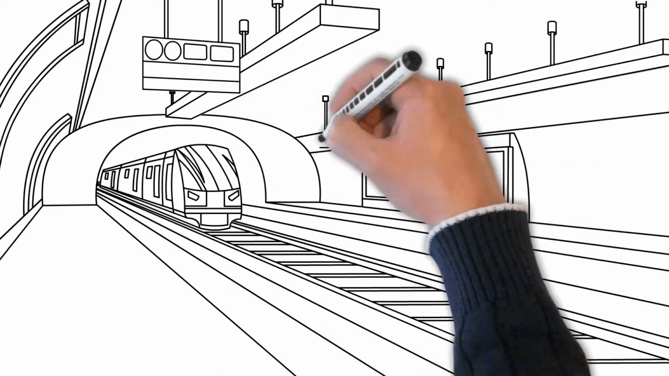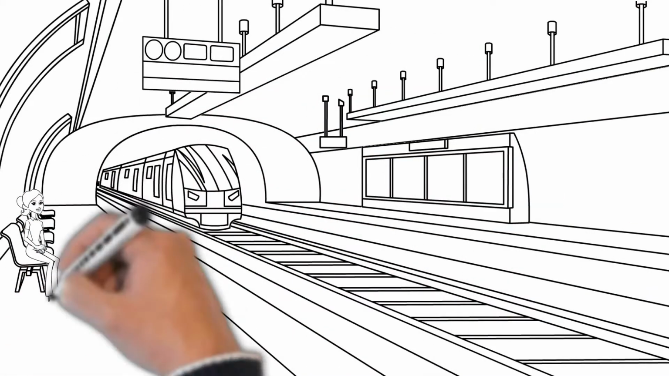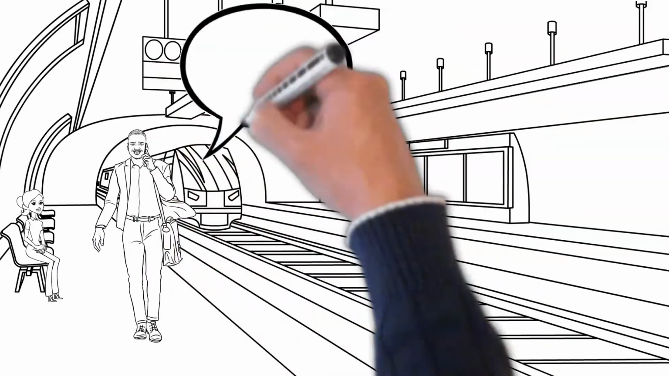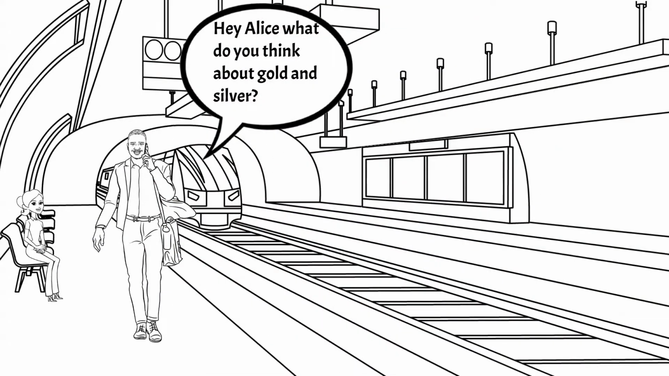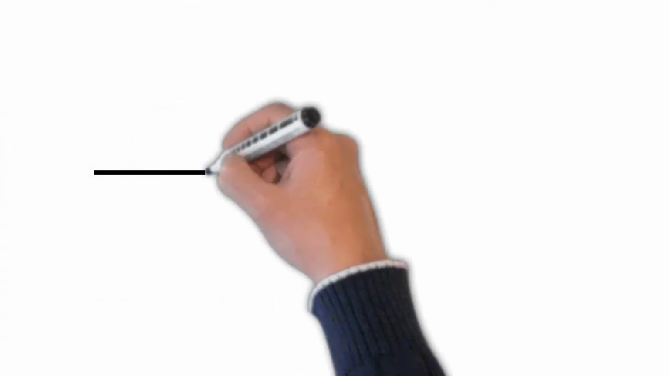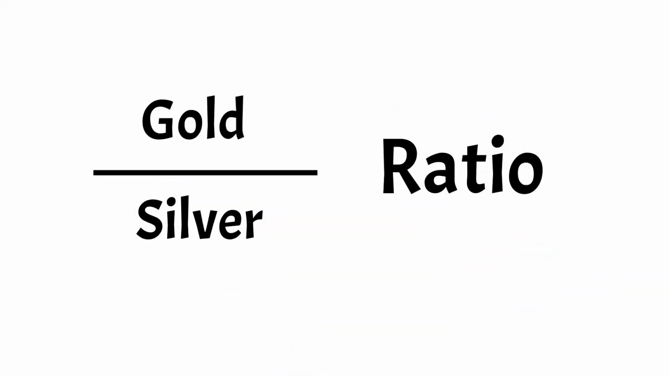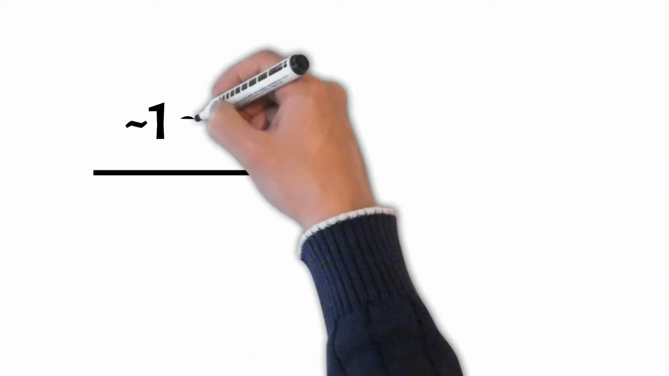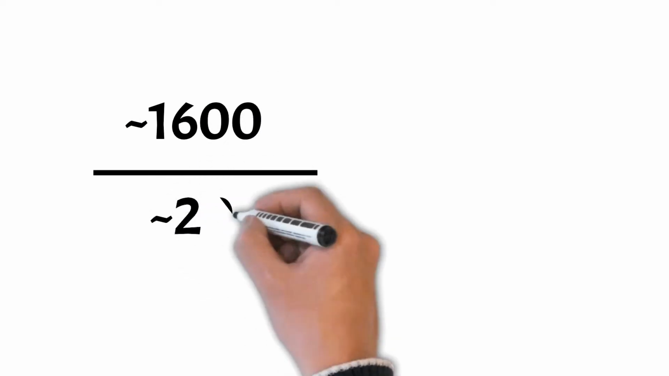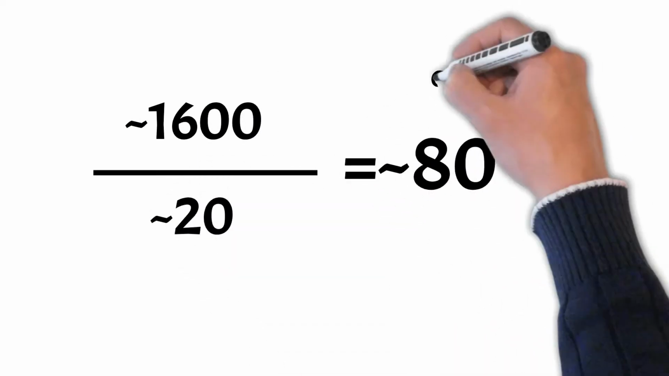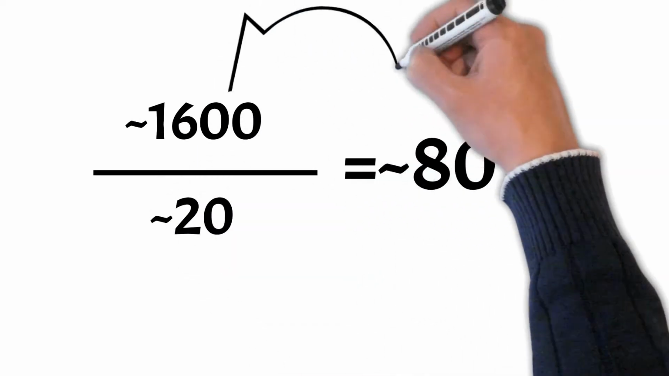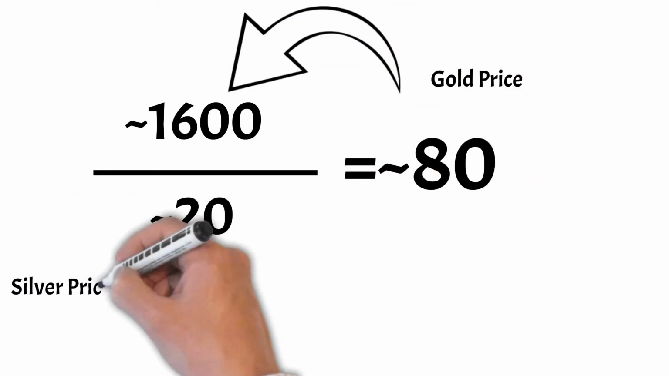Alice is a very passionate precious metals investor and has a lot of knowledge about this topic. She advised Bob to have a look at the gold-silver ratio. So what is the gold-silver ratio? The gold-silver ratio determines how many ounces of silver you need to buy 1 ounce of gold. At this moment in February 2022, the ratio is around 80. So you need 80 ounces of silver to buy 1 ounce of gold.